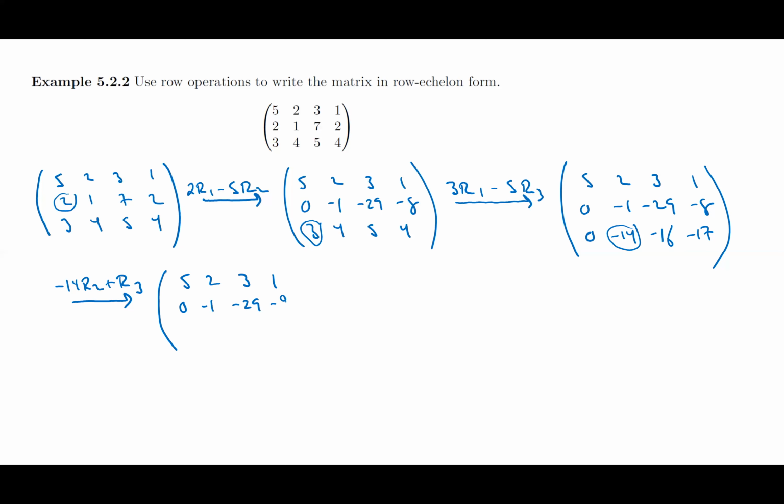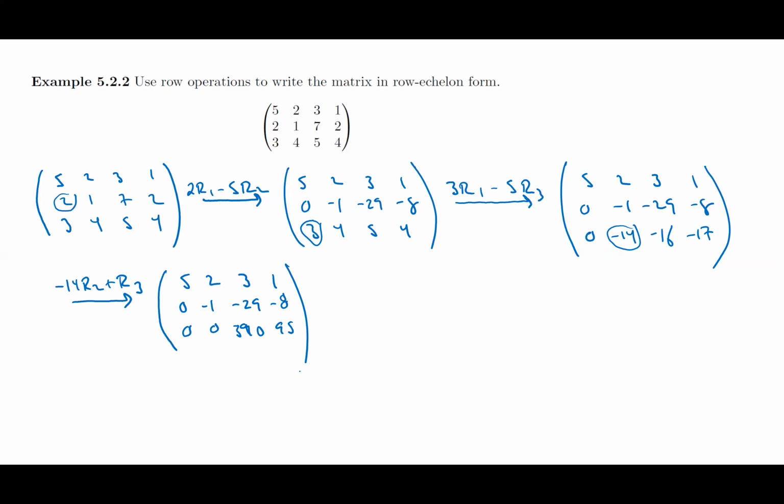Row 2, still the same. And then we're going to have 0, 0, and then let's see. So 14 times 29, 406, minus 16. So this one will be 390. And then 8 times 14, so 112, minus 17. This will be 95. Okay.